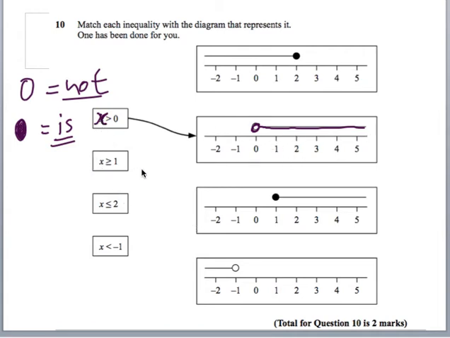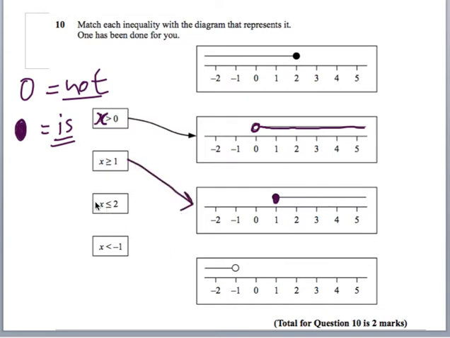Now, in this inequality here, x is greater than or equal to 1. So our starting point is going to be a 1, so it looks like it's going to be this one here, and this filled-in circle means that x could be 1, but we're also looking for the numbers that are greater than 1, so x is greater than 1, so that would link up here.